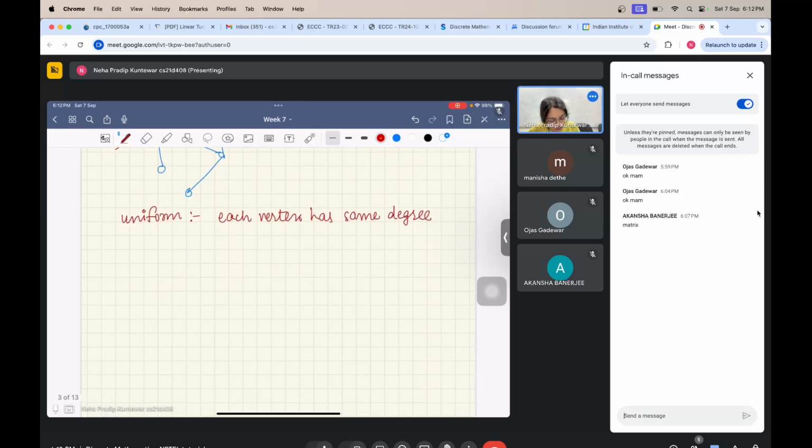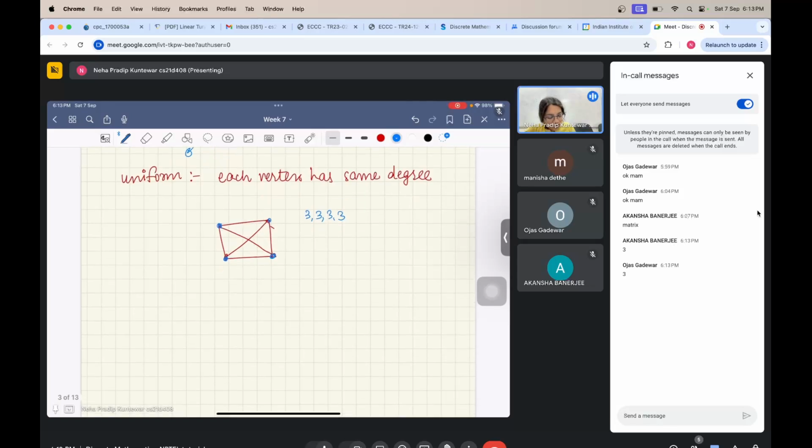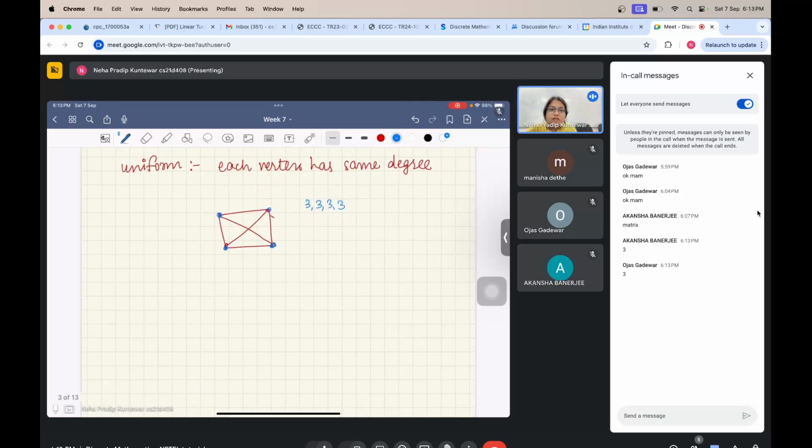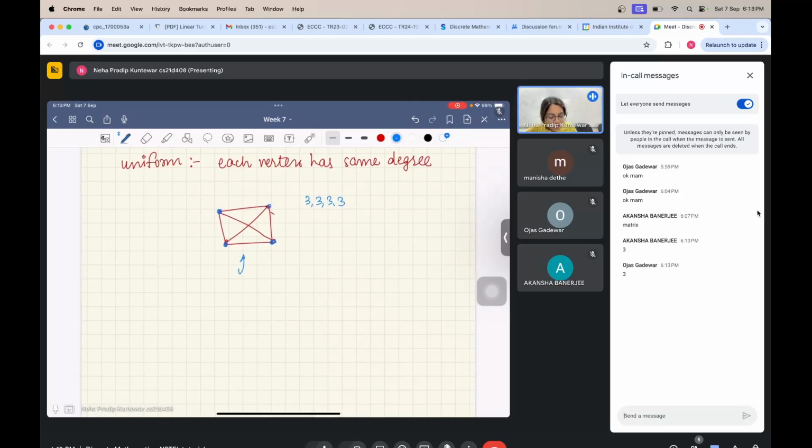For example, if I have a graph like this, what are the degrees of the vertices here? These are the vertices. Right, the degree of each vertex is 3. So this is a uniform graph. And in this case, it so happens that this graph is also complete.